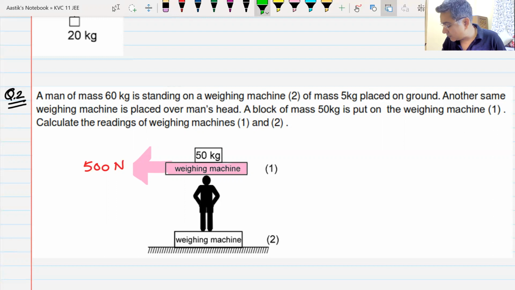Well done. What will be the reading in the second weighing machine, the green one? What will be the reading in this one? 600 newtons.